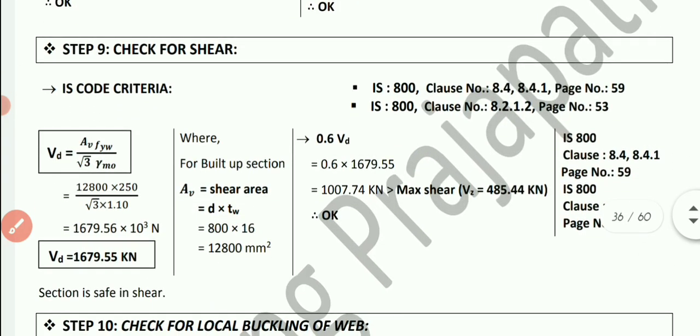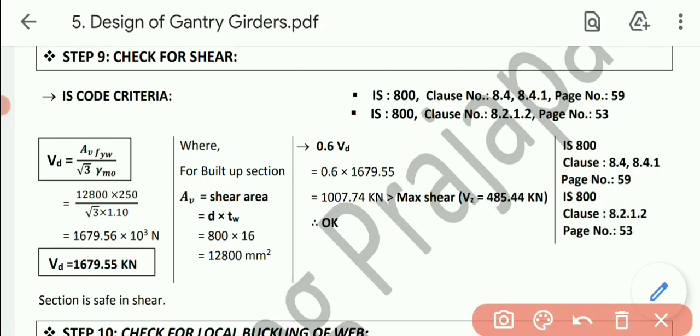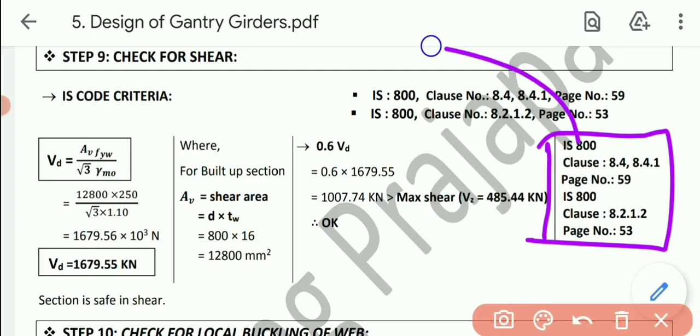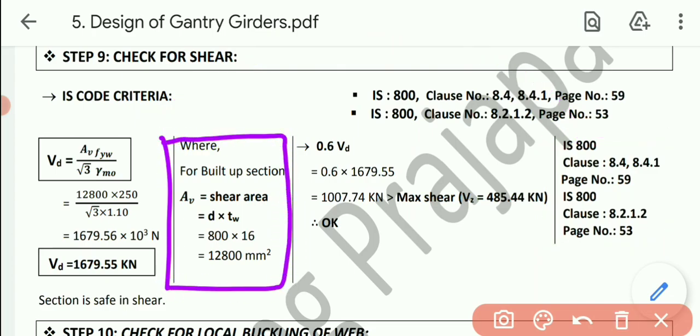Now going back to step number 9, that is check for shear. For the shear check, as per page number 59, the shear criteria is given over here. VD equals AV FYW divided by root 3 gamma m0. Now the unknown parameter in this one is AV. For the built-up section, AV is our shear area, that is the area of the web, because the web resists the shear force. So the depth of web is 800 and the thickness of web is 16, so by simplifying the term I will get AV as 12,800 mm square.